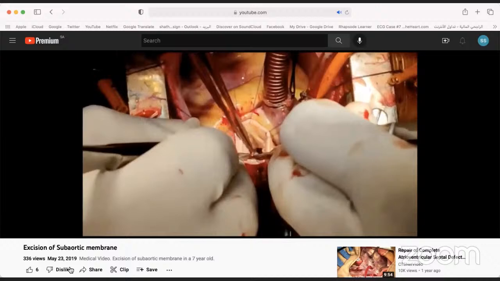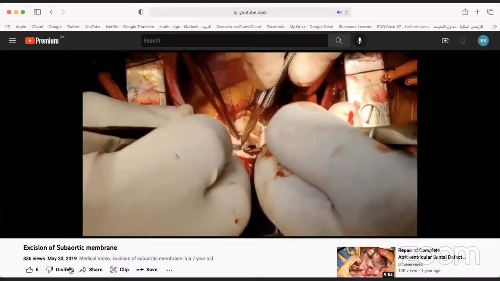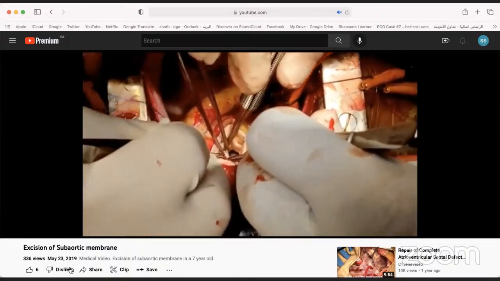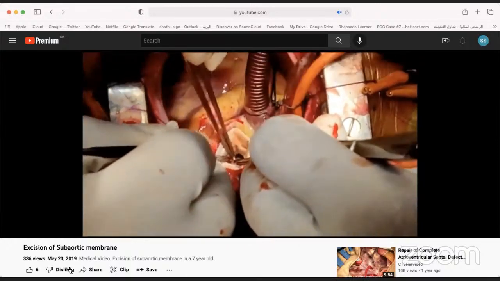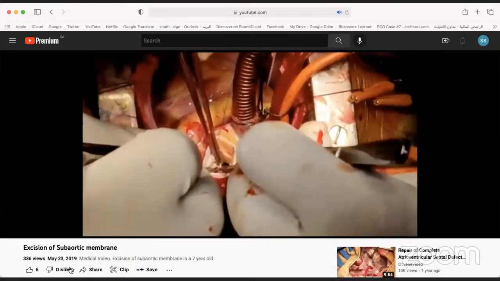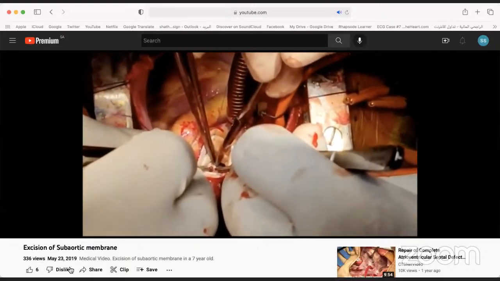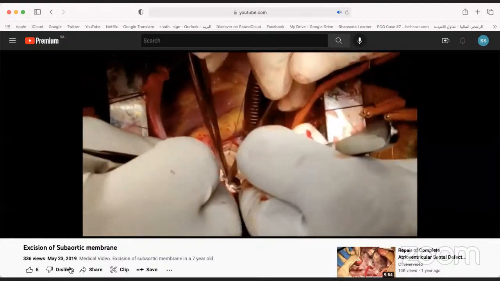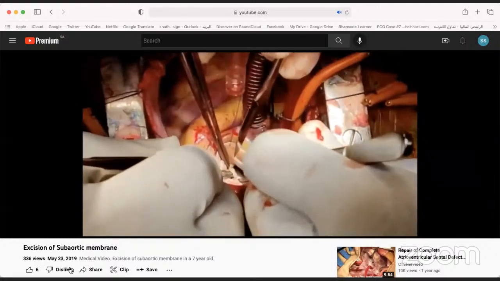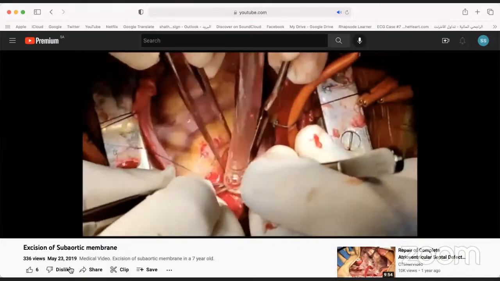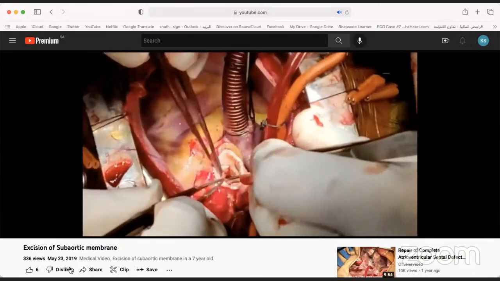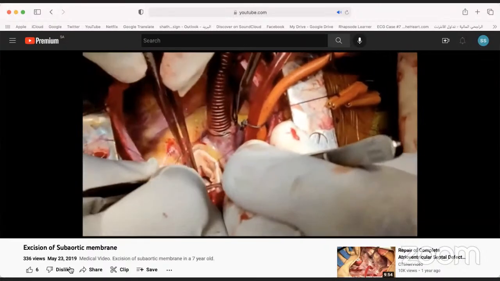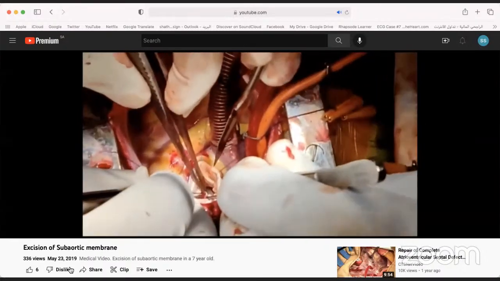So the removal of the tissue is from the nadir of the RCC towards the LCC. If you go towards the NCC, there is more chance of heart block between the RCC and the NCC. There's more chance of injuring the AV nodal tissue. So again, with the forceps, we check that we are not injuring the RCC.